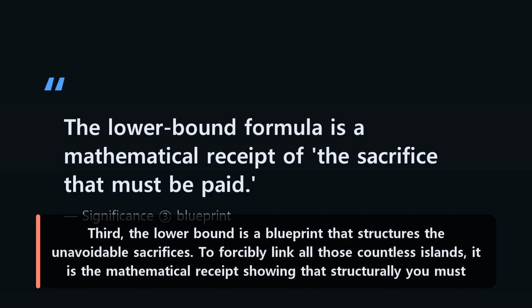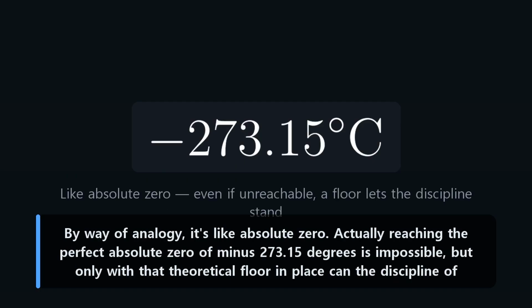Third, the lower bound is a blueprint that structures the unavoidable sacrifices. To forcibly link all those countless islands, it is the mathematical receipt showing that structurally you must cross those expensive bridges a minimum number of times. By way of analogy, it's like absolute zero. Actually reaching the perfect absolute zero of -273.15 degrees is impossible, but only with that theoretical floor in place can the discipline of thermodynamics stand. It's exactly the same logic.